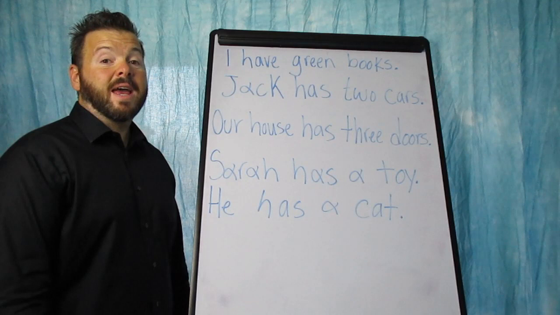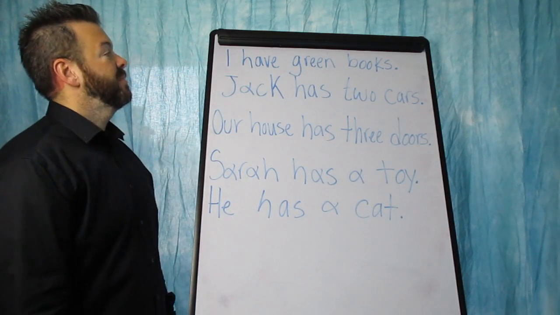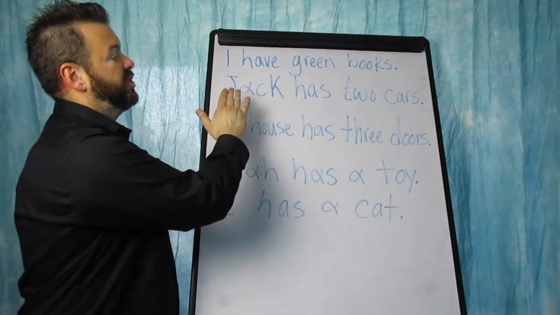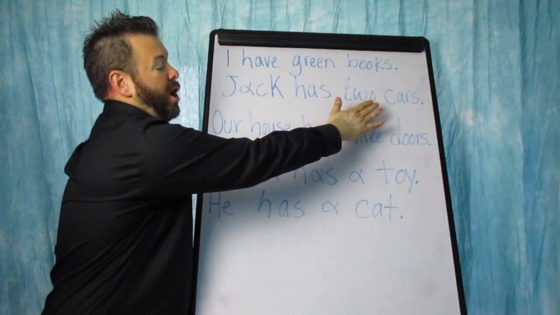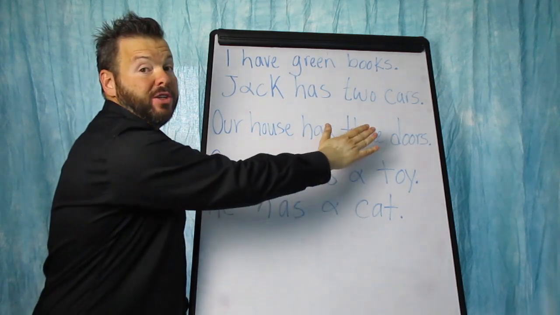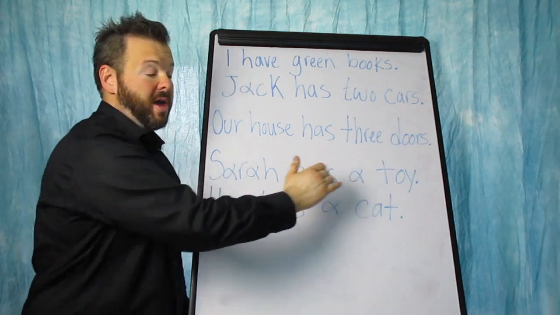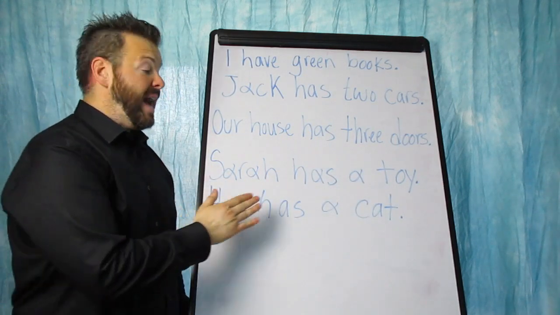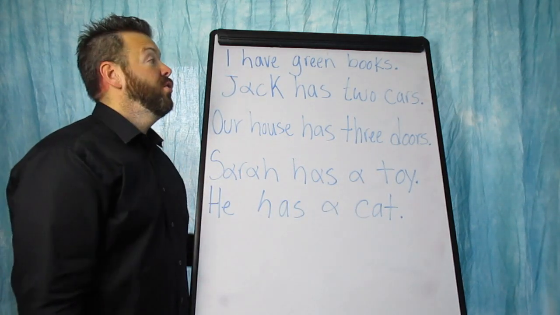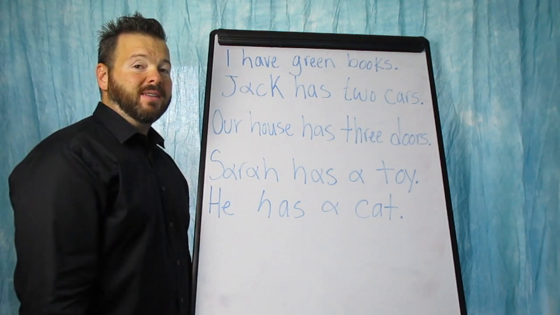Here are some examples of sentences using have. I have green books. Jack has 2 cars. Our house has 3 doors. Sarah has a toy. He has a cat. Pause the video here, write everything down, and read it to yourself. See you in a moment.